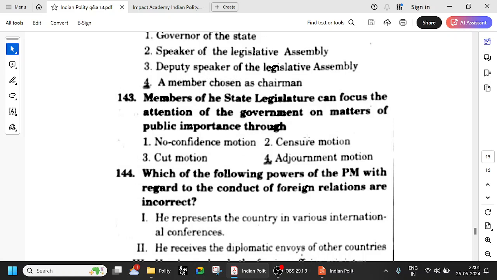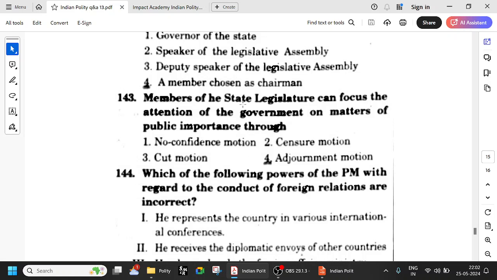Censure motion is they will censure that particular thing, and a no confidence motion means the government will fall. Basically, if sufficient numbers are not there for the government, they'll put a no confidence motion, they'll pass it, and if it is passed, then the government will fall, and a new government will be invited by the governor. That is why when it comes to the term of the parliament or the legislative assembly, there is no fixed term. Usually it is 5 years, but it is not fixed.